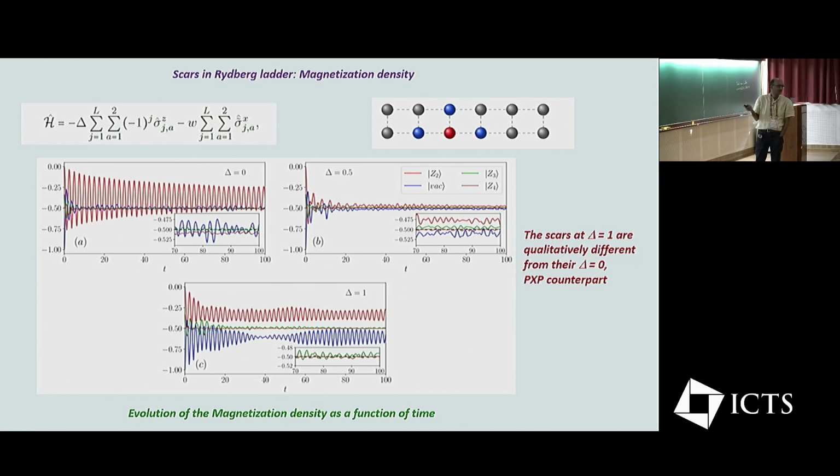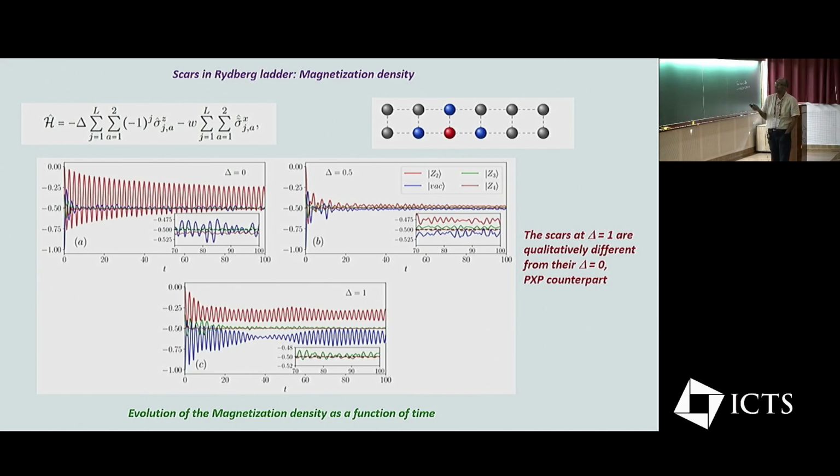Here the only difference is that once you put in an up spin, or rather a Rydberg excitation, on any of these sites, the neighboring sites, which include sites both in the same rung of the ladder and the opposite one, cannot have a Rydberg excitation. So the projection operator is designed accordingly.